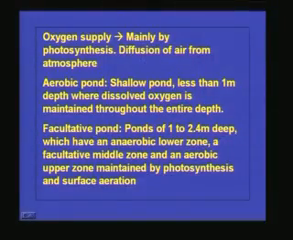In a facultative pond, what happens? These are ponds 1 to 2.4 meters deep which have an anaerobic lower zone, a facultative middle zone and an aerobic upper zone, maintained by photosynthesis and surface aeration. So, that is a facultative pond. It will have three distinct layers. The bottommost portion is the anaerobic layer, because the wastewater coming in has so many suspended solids. Definitely it is retained in a closed system, so everything will settle because the pond has quiescent conditions.